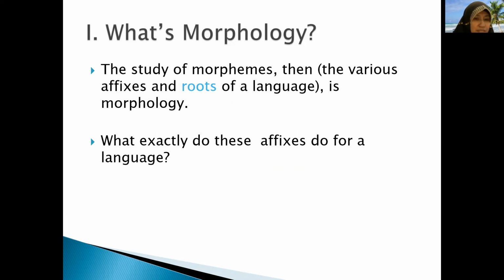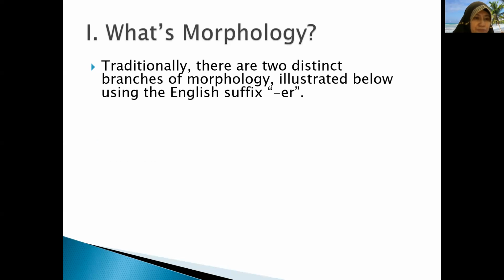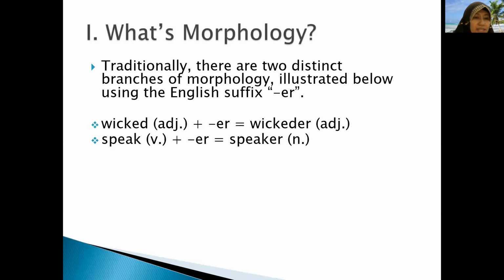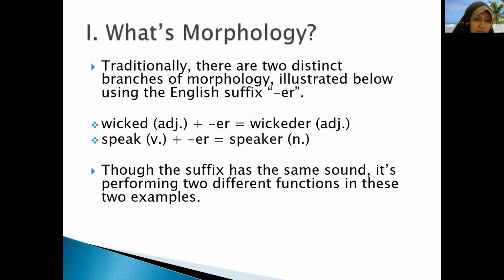What exactly do these affixes do for a language? Traditionally, there are two distinct branches of morphology, illustrated below using the English suffix -er. Wicked is an adjective plus -er becomes wickeder, an adjective. And then the second example is speak. It is a verb plus -er becomes speaker, and speaker belongs to noun. Though the suffix has the same sound, it is performing two different functions in these two examples.